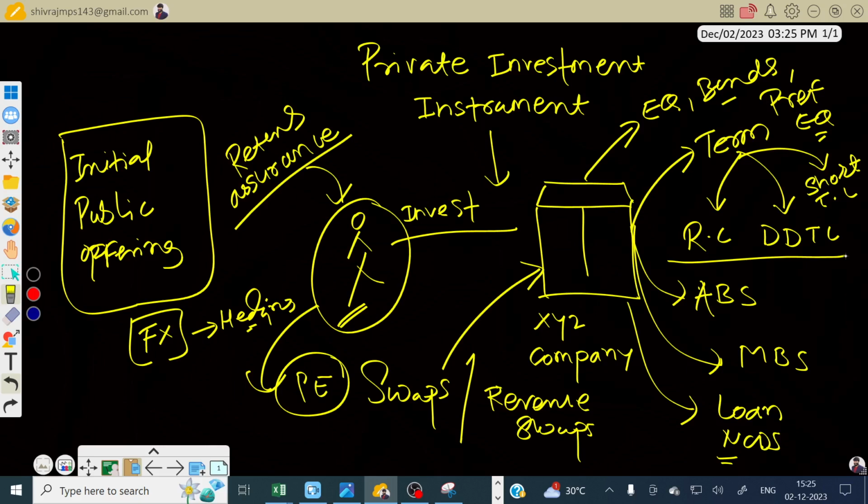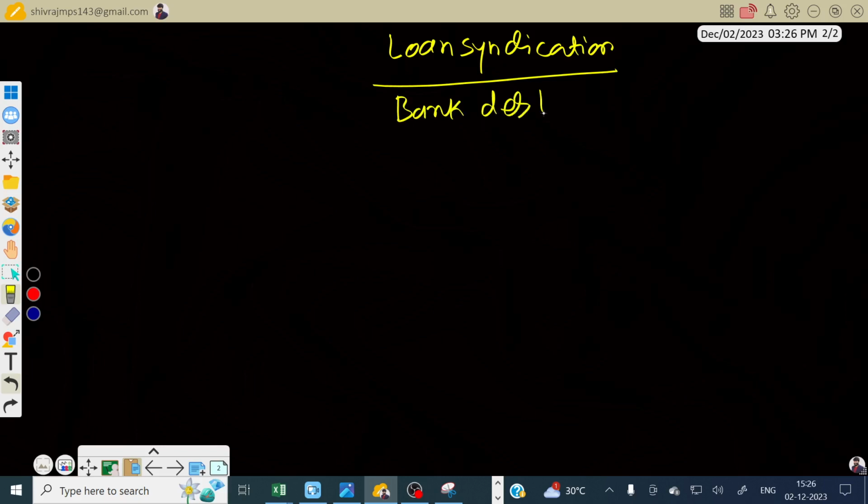All right. So now let's see how CLO works here. Here we are talking about CLO. CLO means collateralized loan obligations, but under loan syndication or bank debt, you would see two different types. Note it down, please. This one is important.